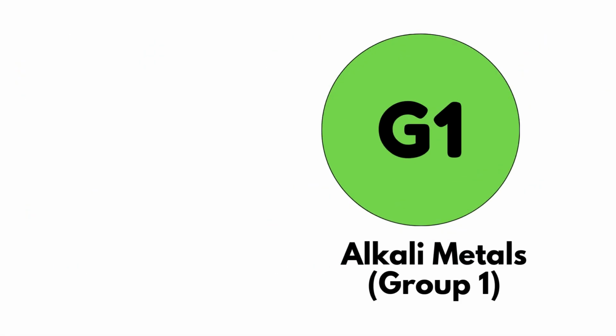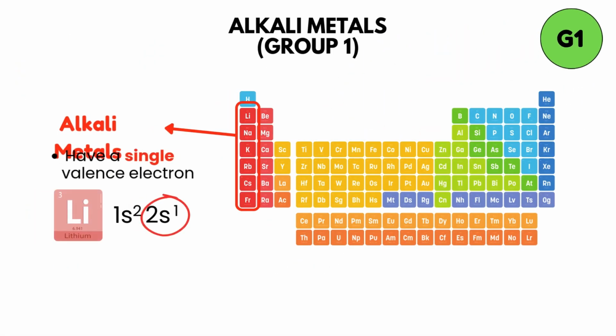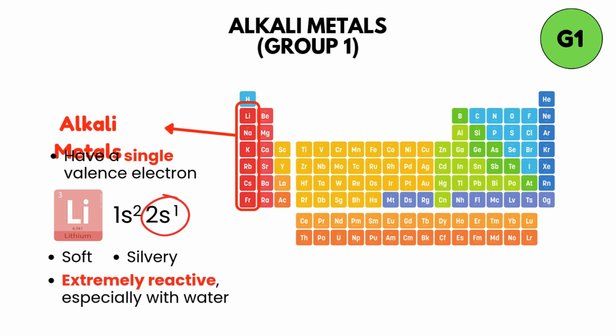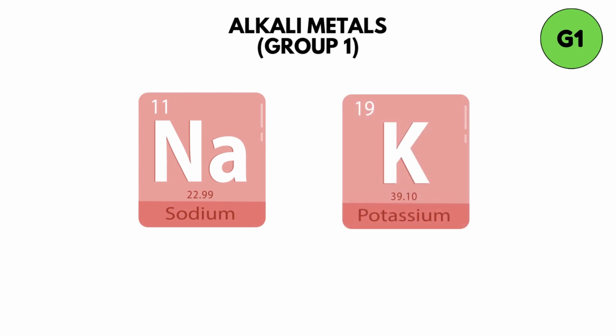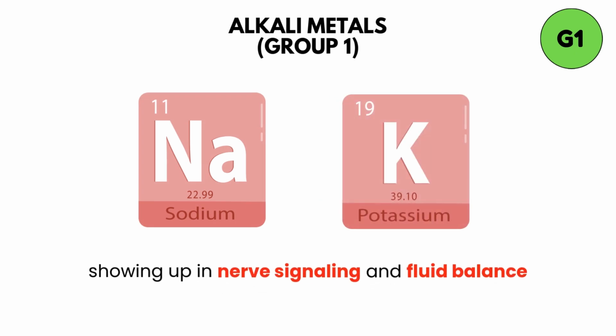Alkali metals, Group 1. Alkali metals have a single valence electron. They're soft, silvery, and extremely reactive, especially with water. Sodium and potassium are biologically essential ions, showing up in nerve signaling and fluid balance.